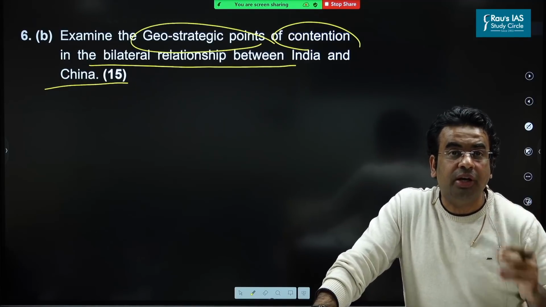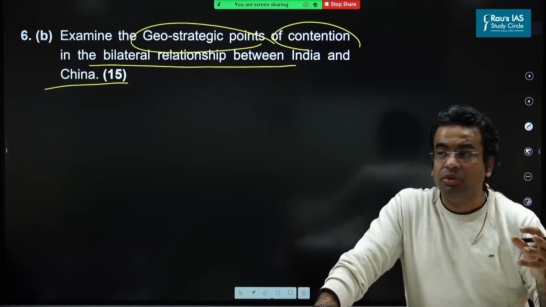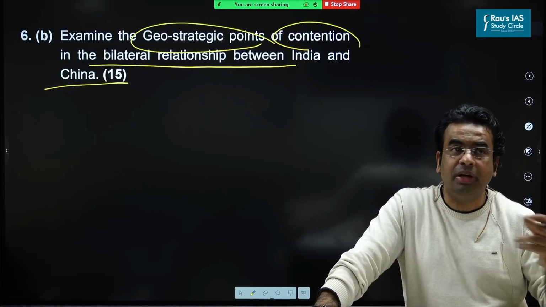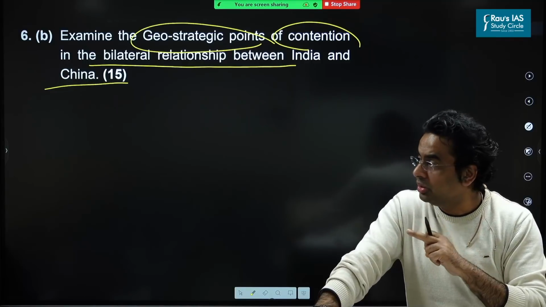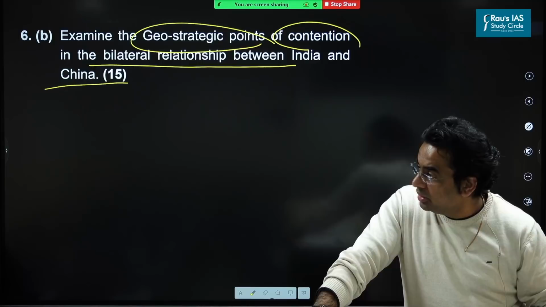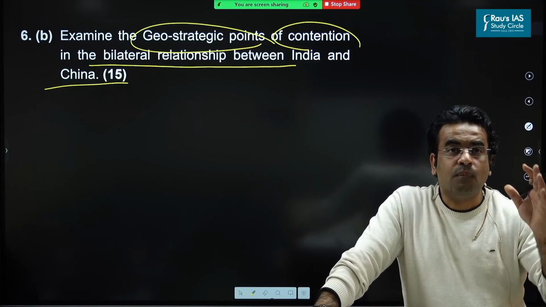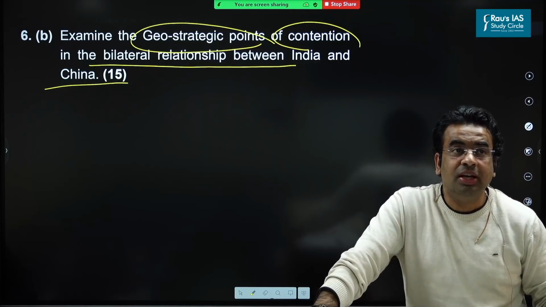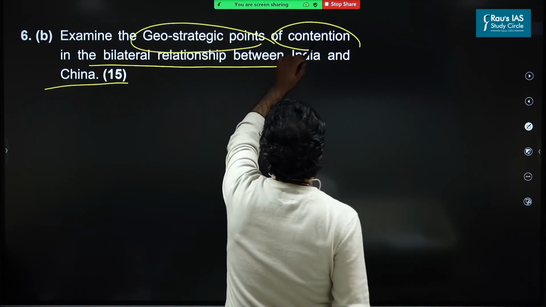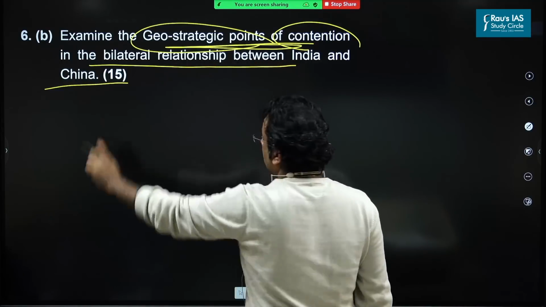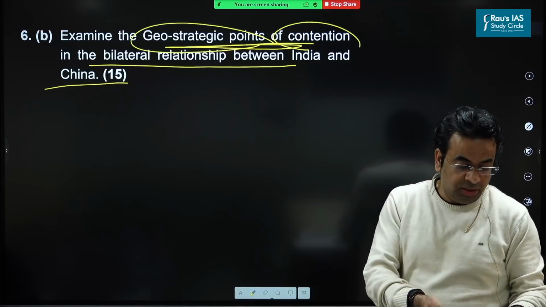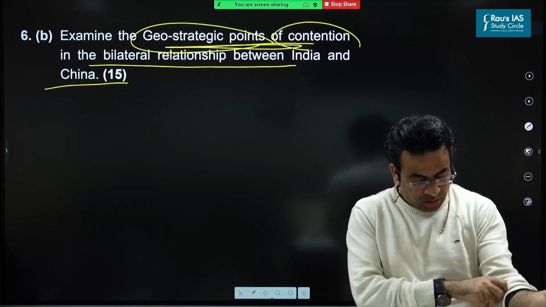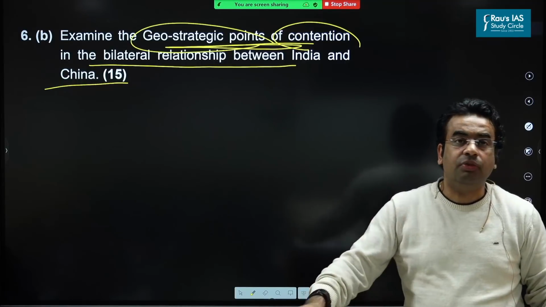Now we have an issue of trade deficit also. We have an issue that China does not support India's entry as a permanent member in the UN and in NSG. That question is not asked. There are so many areas on which we have divergence and tensions with China. The question is, examine the geostrategic points of contention. Geostrategic means the geographic direction of states' foreign policy.